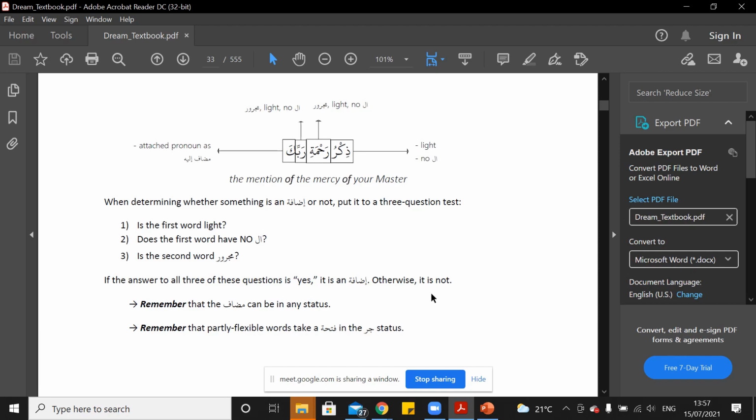Alhamdulillah. I was always confused about this. Ka is an attached pronoun that could be nasab or jar, but I don't know how to explain it when it comes to mudaf and mudaf ilayh. Yes, this is good. Alhamdulillah, and we learn from each other's struggle.